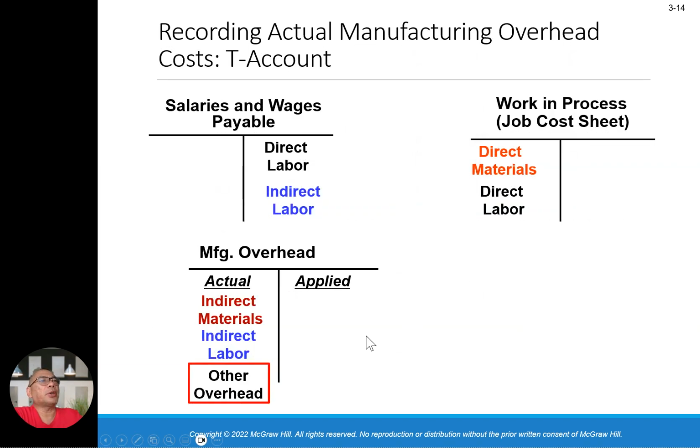Okay, so let's look at the next one. The T account: salaries and wages payable will consist of direct labor and indirect labor. Work in process takes the direct labor, and direct materials for direct labor. Manufacturing overhead consists of indirect materials and indirect labor because it's overhead. Okay, other overhead, that's the one. And then look at the next one.